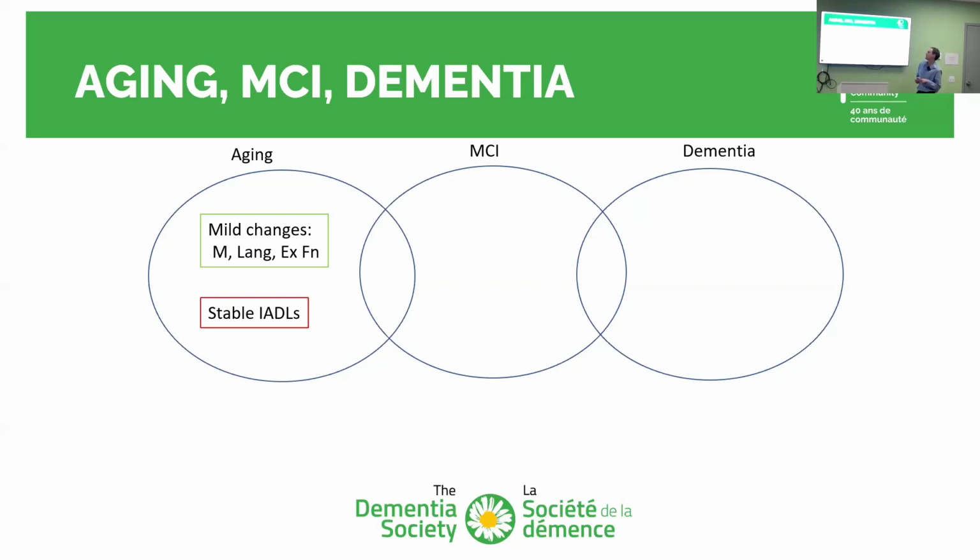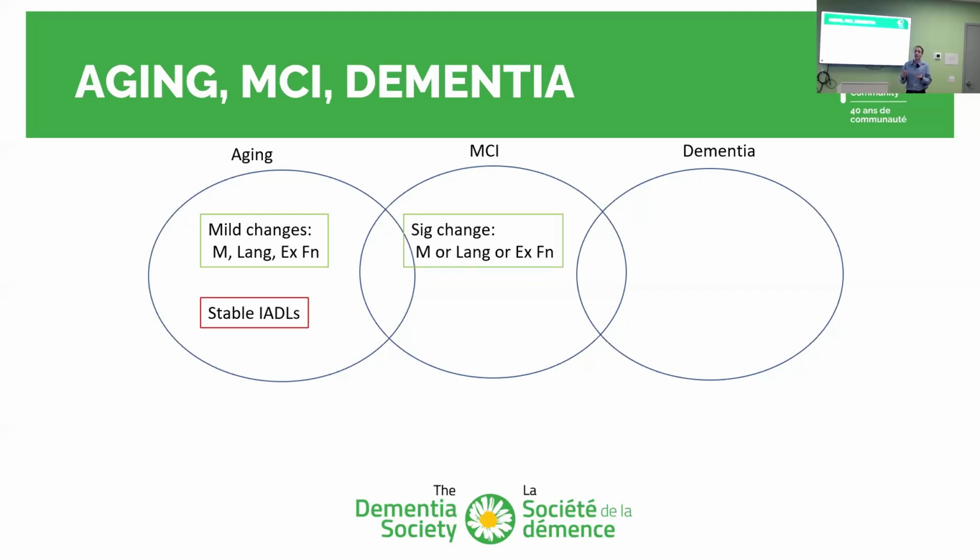And then IADLs means instrumental activities of daily living. So that's the more complex things like managing your finances, working, driving, managing your schedule and your appointments. All of these things should stay stable as we get older. We shouldn't have any loss of function, even as we age, for memory and thinking changes.